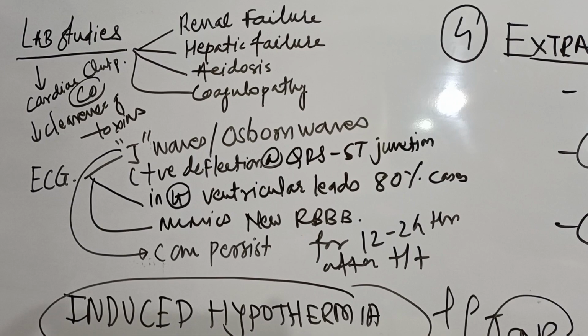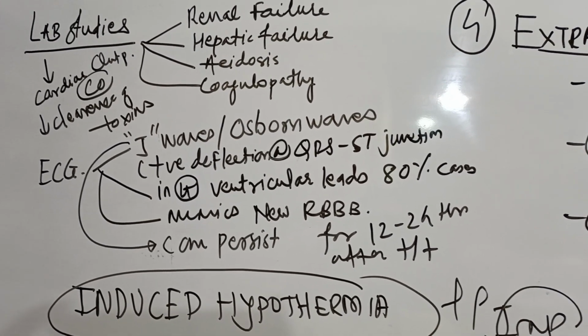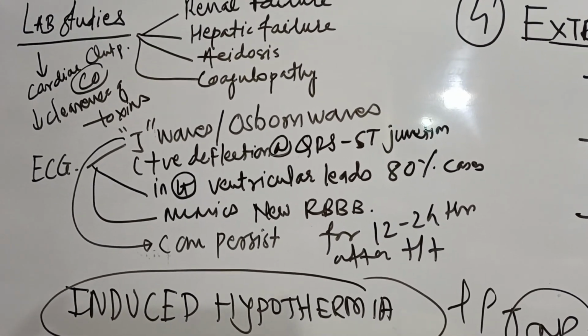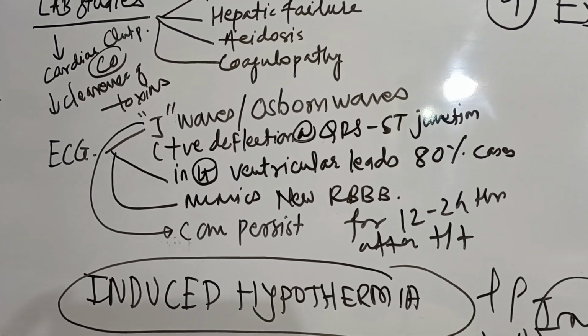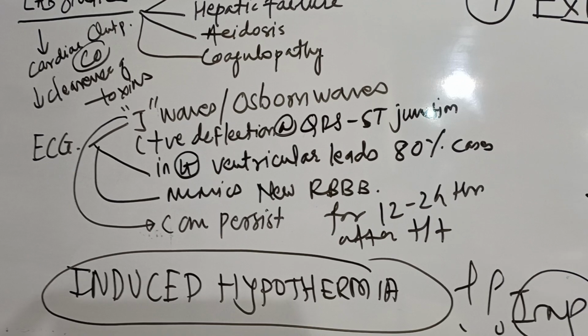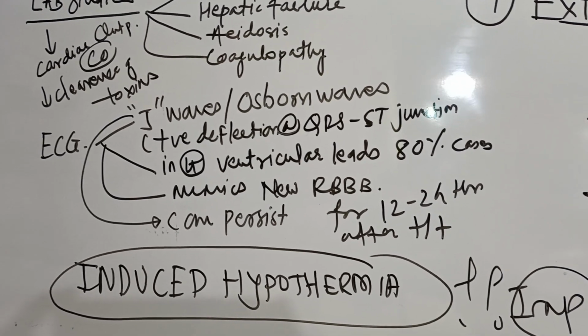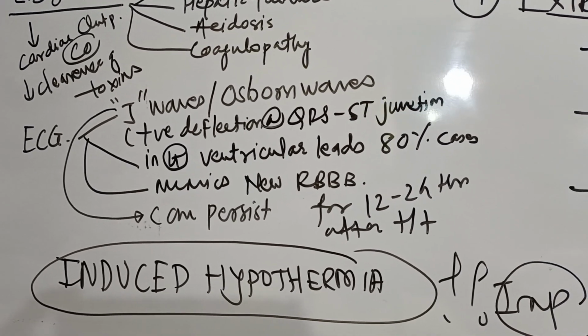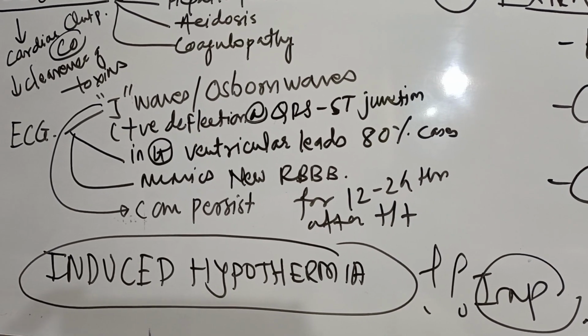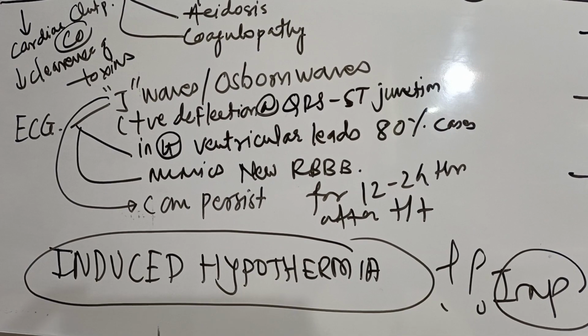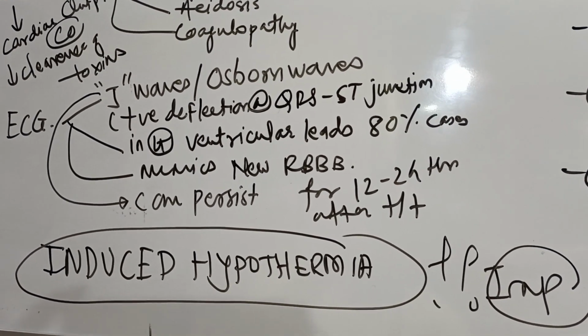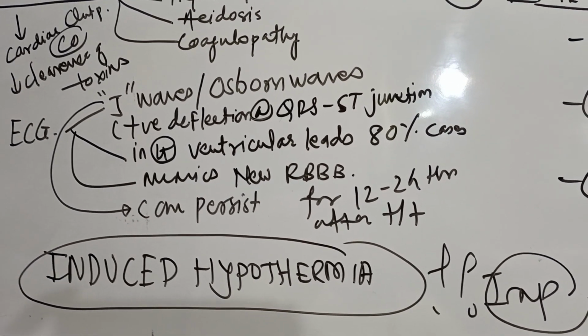ECG changes in hypothermia, it is a particular topic. It has to be mentioned. There are typical features of ECG in hypothermia, which include J waves, also called Osborn waves. This is nothing but positive deflection at the QRS-ST junction in left ventricular leads in 80% of cases. It mimics new right bundle branch block, and it can persist for 12 to 24 hours after treatment of hypothermia.